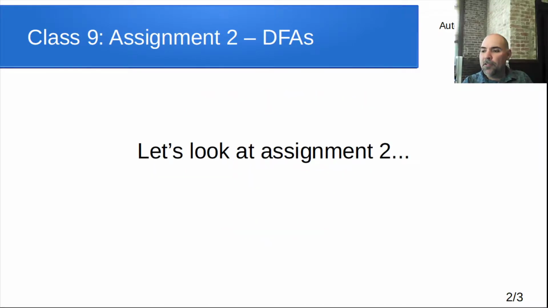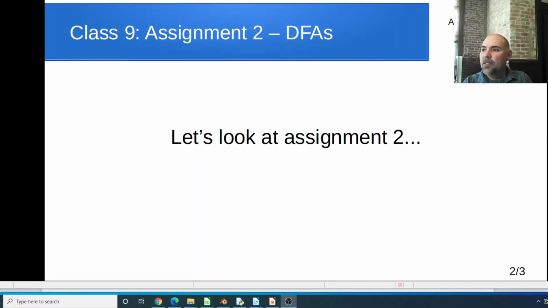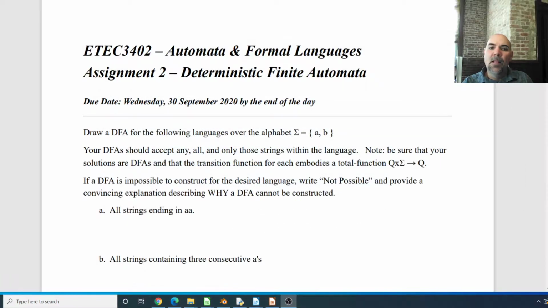So I'm going to switch over to assignment 2 here. Give me just a second. All right, so here's what assignment 2 looks like. Essentially, you're going to be drawing a DFA graph for each of the following languages. Notice that the alphabet here is only A and B. So those are the only characters we have to worry about.